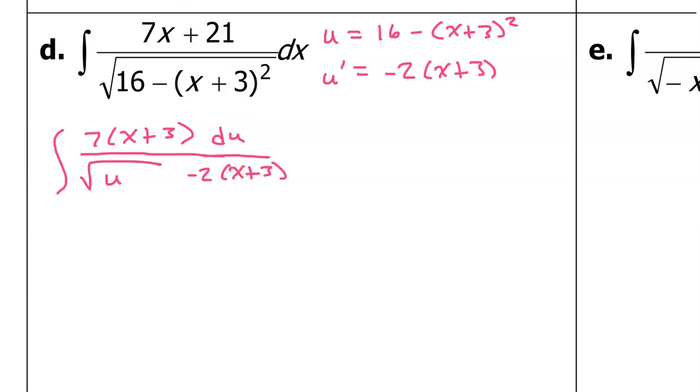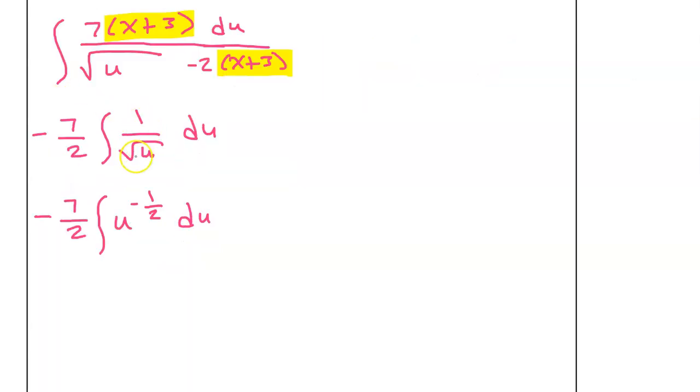This is looking promising, because the x plus 3 in the numerator will cancel out the x plus 3 in the denominator. The 7 over negative 2 can come out in the front of the integral as negative 7 over 2. So then we have 1 over the square root of u du. But 1 over the square root of u is the same as u to the negative 1/2 power. So let's use the power rule of integration.